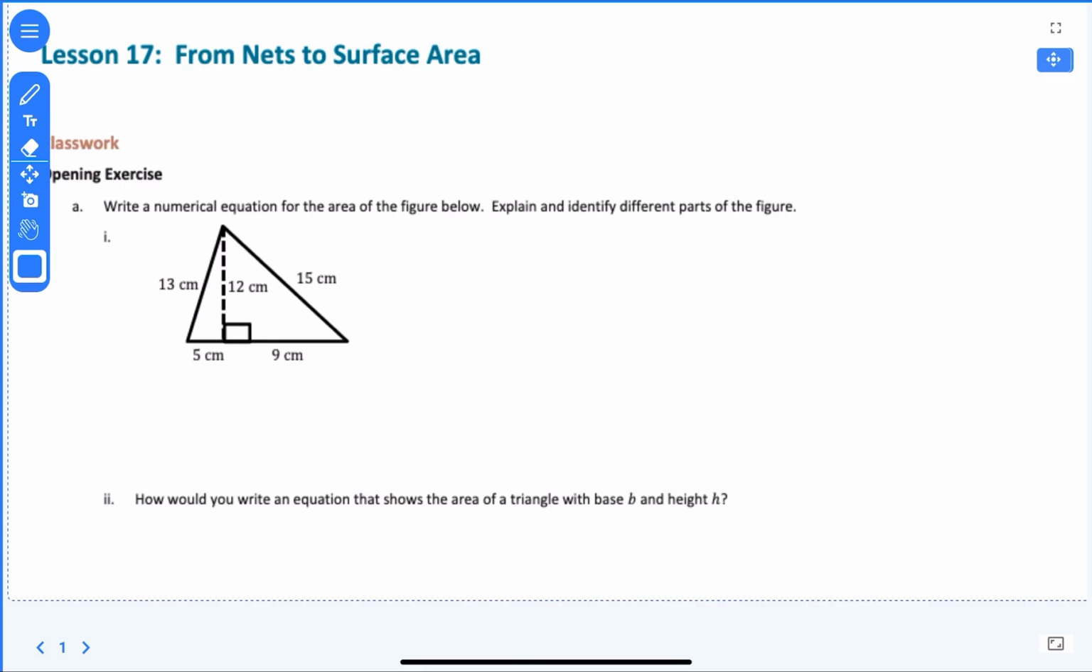All right? So first of all, we need to talk about how do you find the area of a triangle. Area of a triangle is what? Right, base times height divided by 2. Or we can say half the base times the height. Okay?